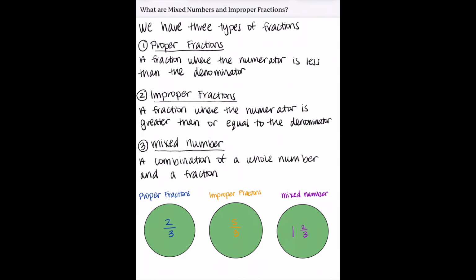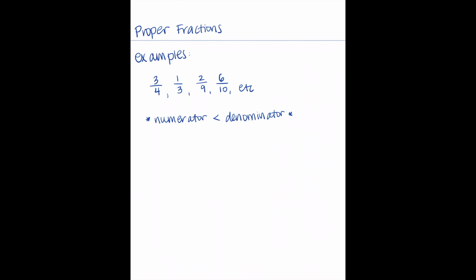So let's go through and color code these three types of fractions. And I put some examples in these circles. We're going to go through some more as well. So let's start out with what we're already familiar with. Let's do some examples of proper fractions. So we have 3/4, 1/3, 2/9, 6/10. And for all of these, we can clearly see that the numerator is less than the denominator.